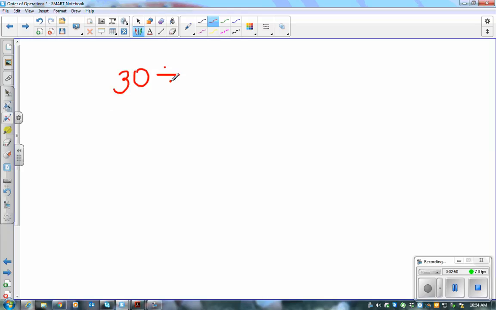30 divided by parentheses 3 plus 2 times 8. Okay, and remember one way you might see another word for solve is simplify. Simplify the expression. And simplify just basically means you're going to solve this expression.